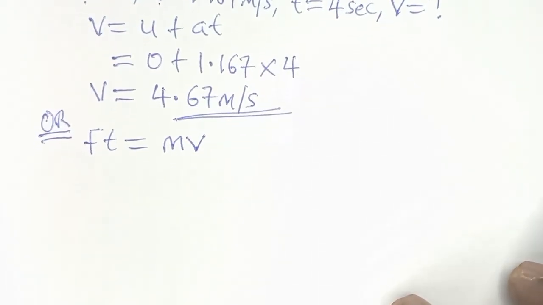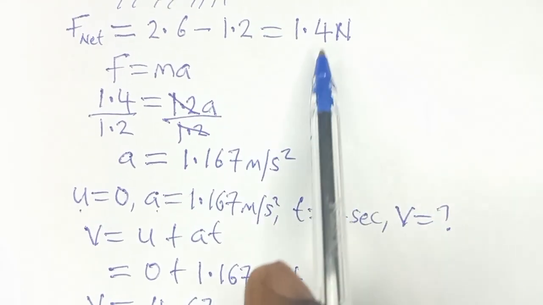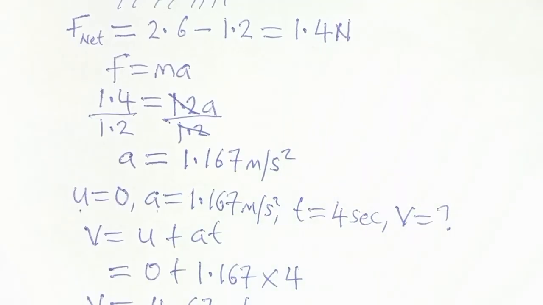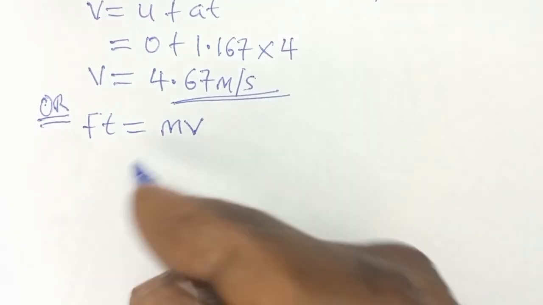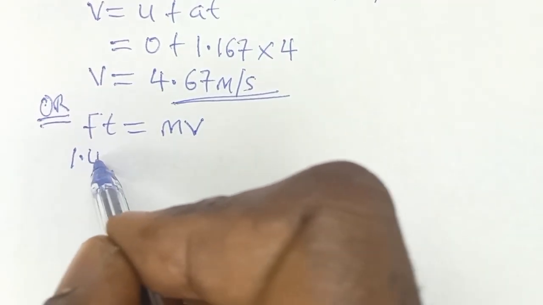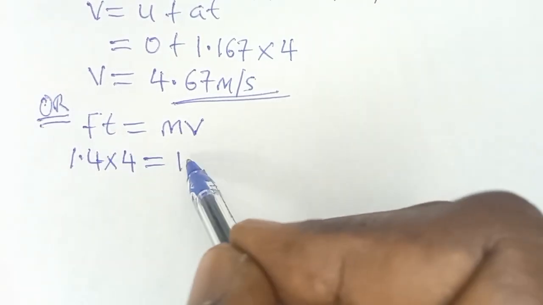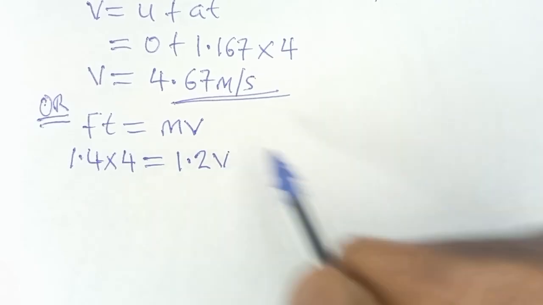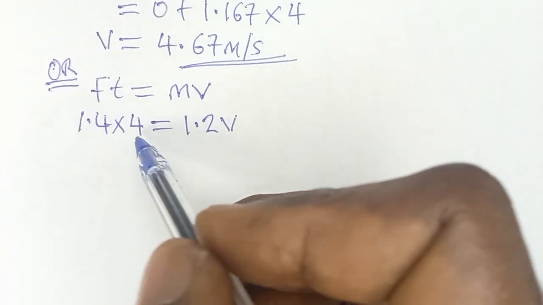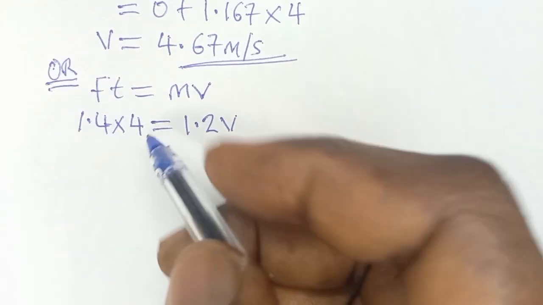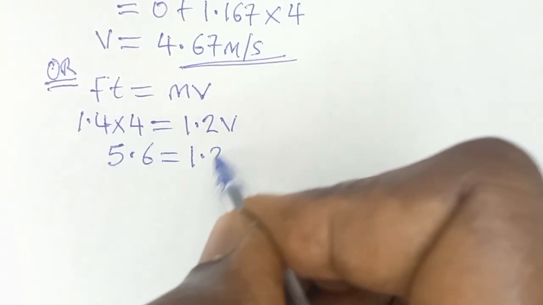Now, the force, don't forget the net force that we obtain in the question is 1.4. See it here. So the net force is what we are using, 1.4. And then the time is 4 seconds. Don't forget that. So the net force is 1.4 multiplied by the time, which is 4 seconds. And that will be equal to the mass of the block is 1.2. Don't forget, multiply by V. So from there, we can simply say 1.4 multiplied by 4 will actually give me 5.6. So 5.6 is equal to 1.2 V.